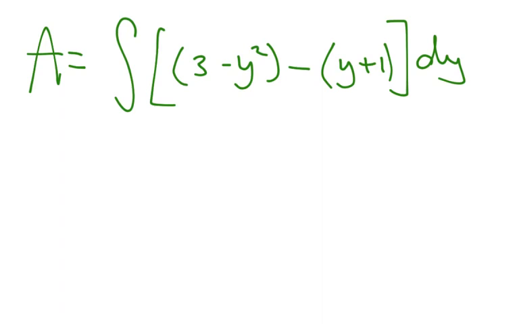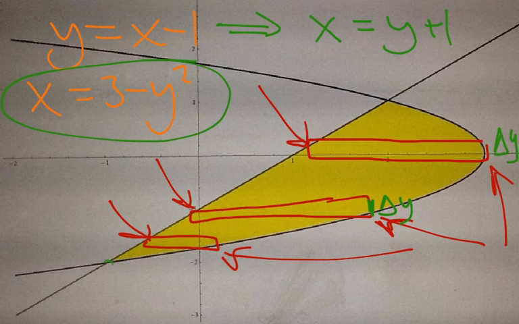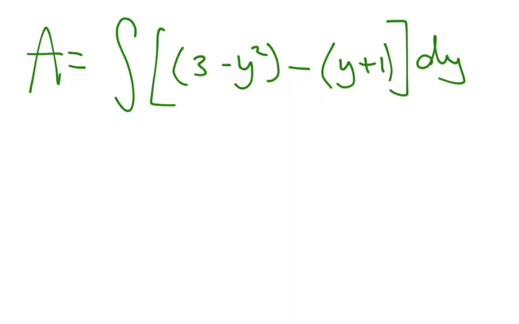Now, what are my limits of integration? Well, here we have to figure out the y values of the points of intersection of these curves, because we're integrating along the y-axis. We have a delta y. So we need to figure out the y-coordinate for each of those, and so we're going to set these two expressions equal to each other. So 3 minus y squared equals y plus 1, and I'm just solving for the y values here.